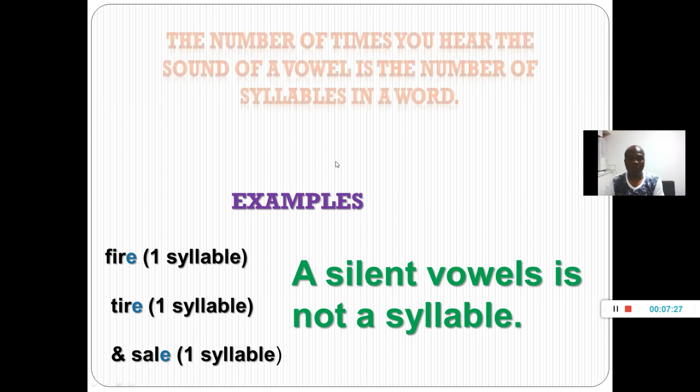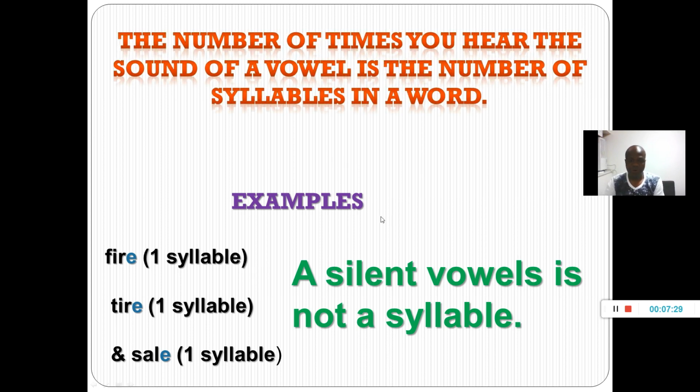Here I want to talk about silent letters. And before that, the number of times you hear the sound of a vowel is the number of syllables in a word. So the number of times that you hear the vowel is the number of syllables. That's what we're talking about. Examples.